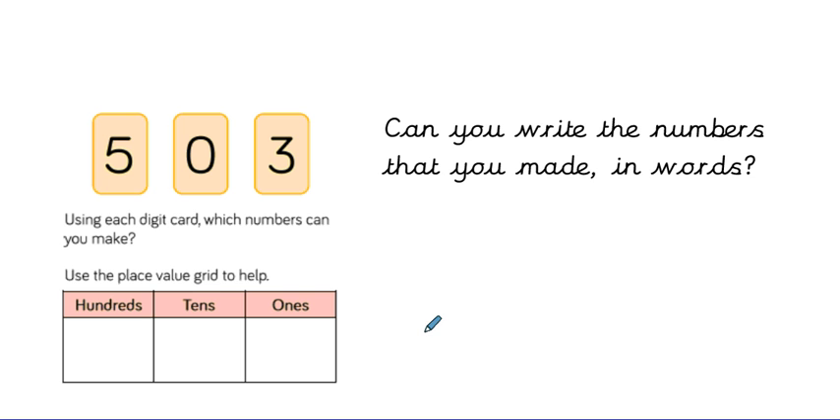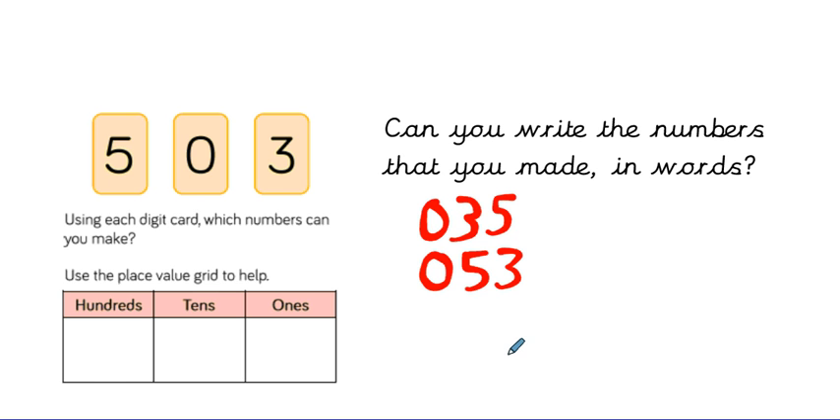Okay, what I'd like you to try and do now is using the digit cards, each one once each, see how many numbers you can make. The way I've approached this question is to start with the smallest number I could possibly make, which is the 0, the 3, and then the 5, which is 35. 3 tens and 5 ones. Then I can make 0, 5, and 3, or 53. See how many numbers you can make using your place digit cards. And pause the video while you write that down.